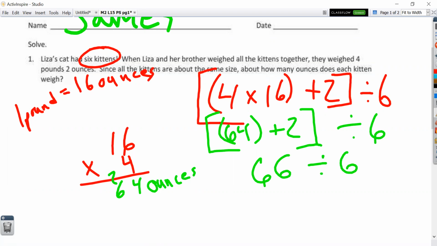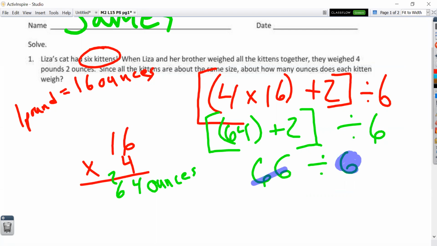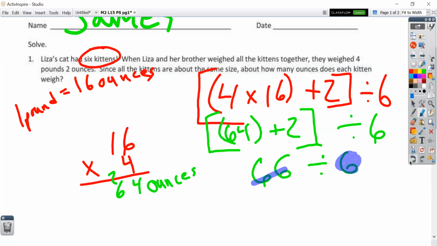Now, we should be able to do that in our head because that is a basic multiplication factor or division factor, I should say. So I always think of it backwards. So I think about what times the divisor is going to give us our dividend. So here's our divisor. Here's the dividend. What times 6 will give us 66? Now it's double the digits.